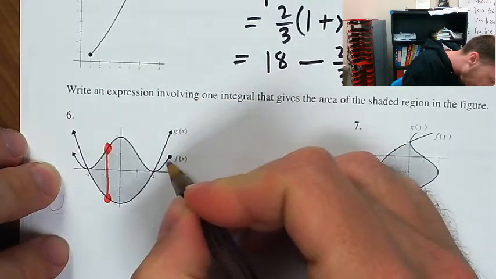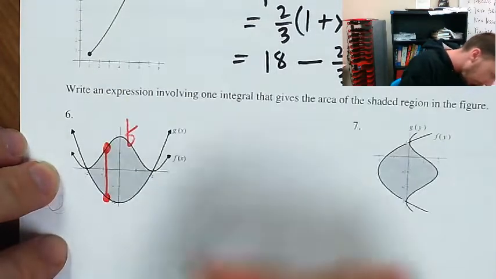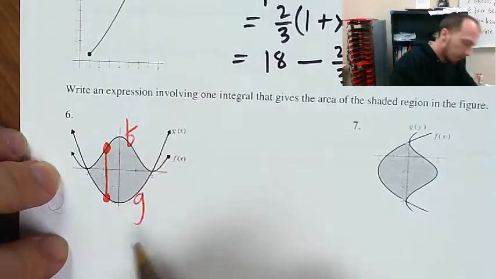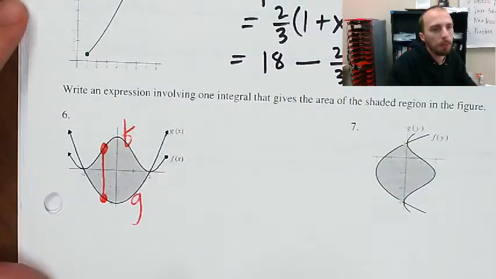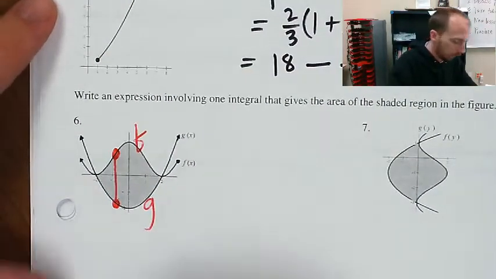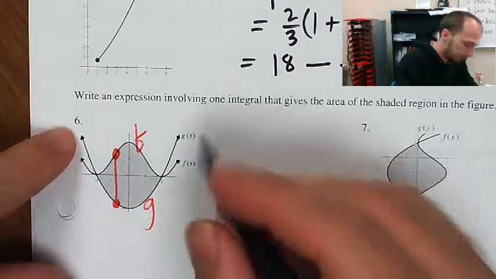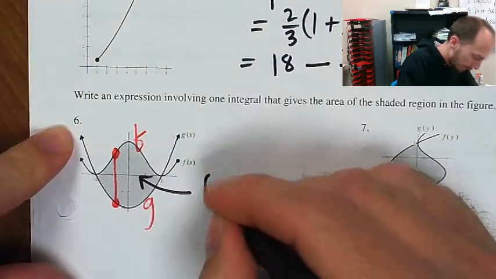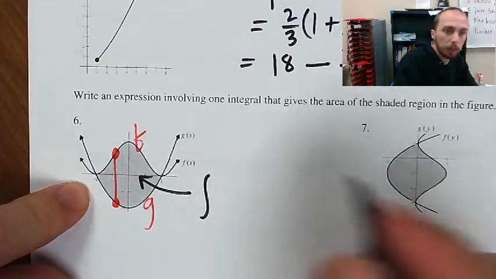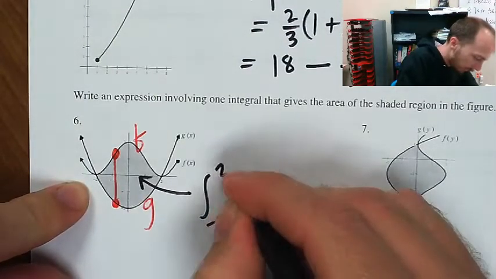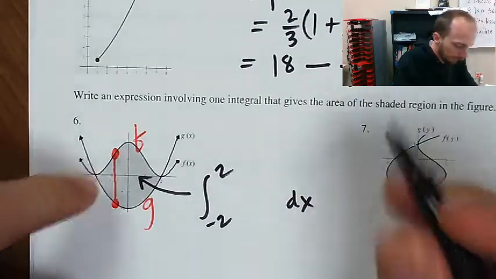Okay, this is the graph of f. It doesn't look like it because they kind of switched on us, but f is on top, g is on bottom. And so I'm going to just say, well, I'm going to integrate from x equals -2 to x equals +2. So this will be a -2, that'll be a 2, and this will be dx.